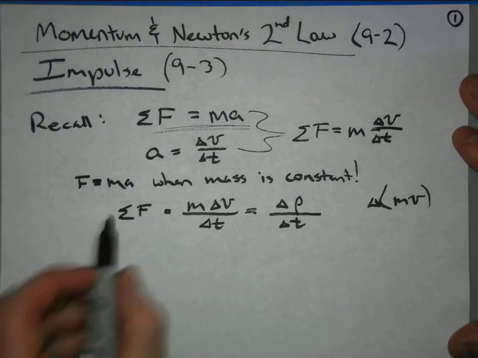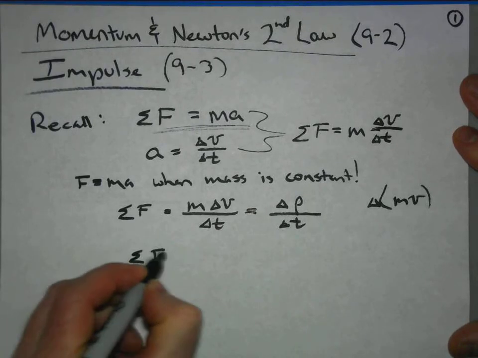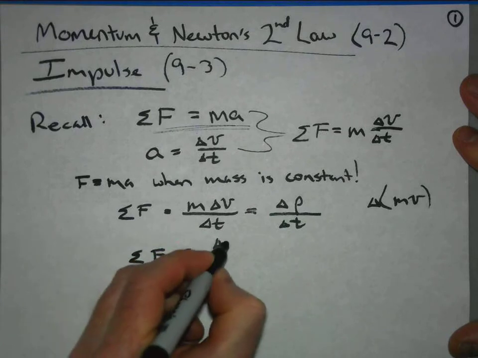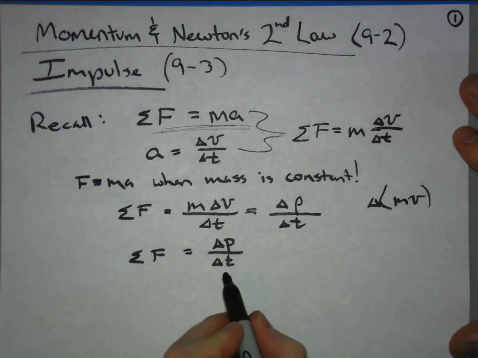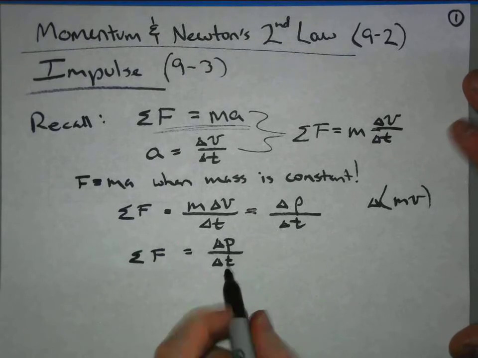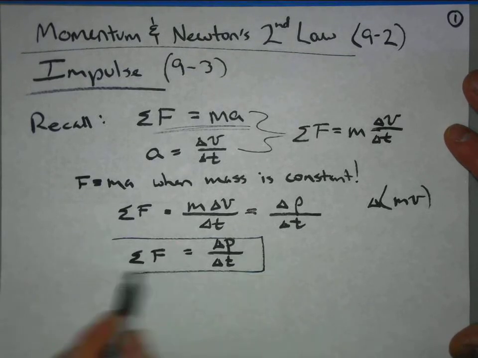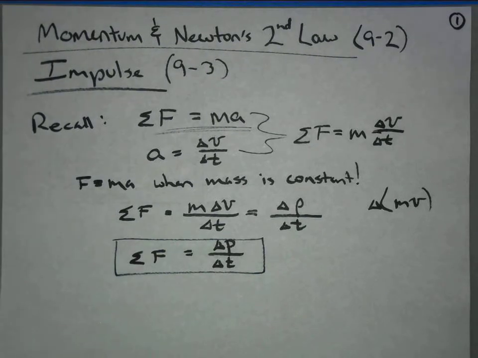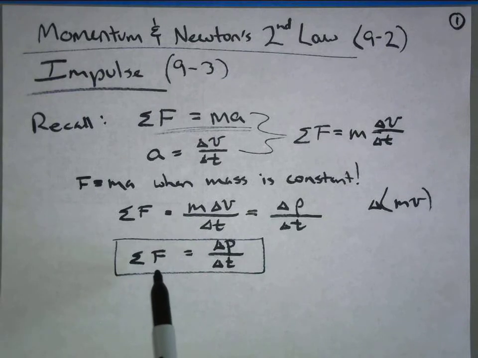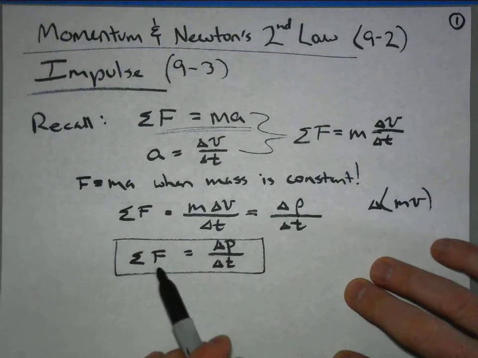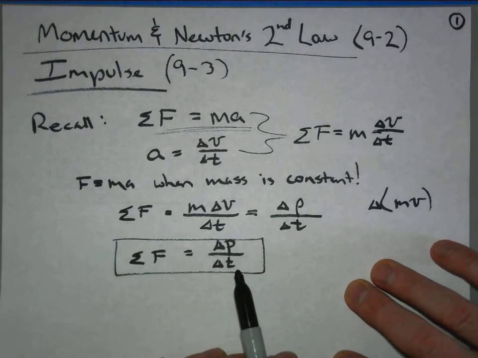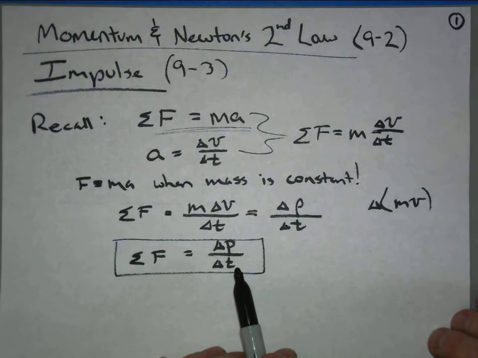So in this relationship, though, where we say the sum of forces is equal to a change in momentum divided by the time interval in which this change takes place, this happens to be the original form of Newton's second law of motion. This is what Newton said originally, that a net force acting on an object is going to change the momentum of an object. And in fact, the net force is the rate of change of momentum of an object.